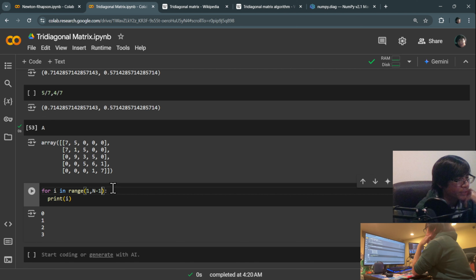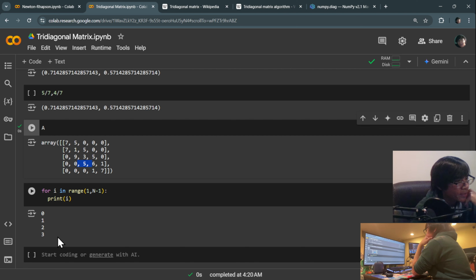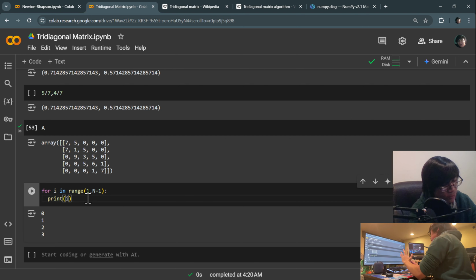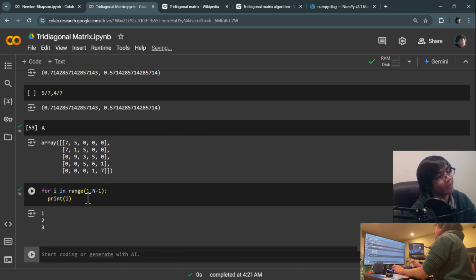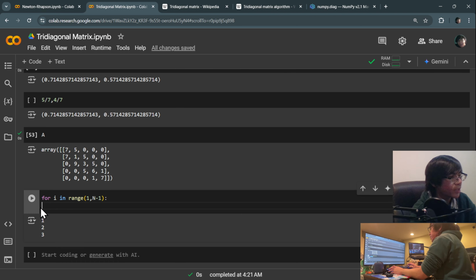But it needs to go all the way down. Well, this is the stopping value, so it should go from 1. Well, this is incorrect since this is starting at 0. We want it to be 1, 2, 3. So let me think about this. This is starting at 1, n is 5, 5 minus 1 is 4. So this should go to 3. Yeah, 1, 2, 3. Perfect.